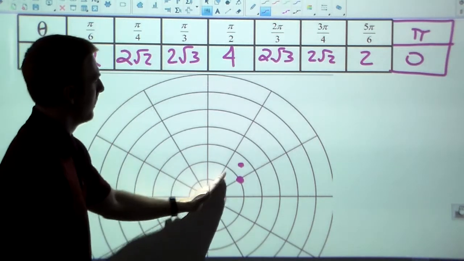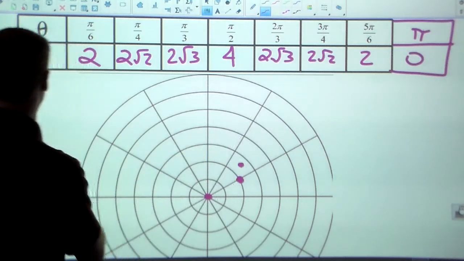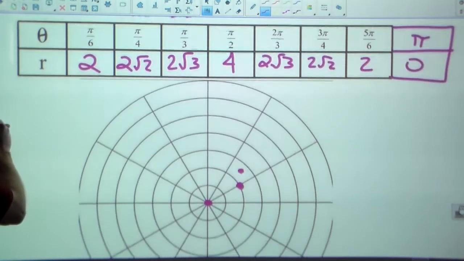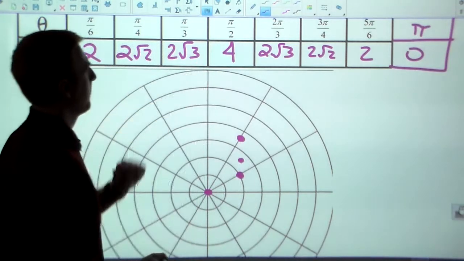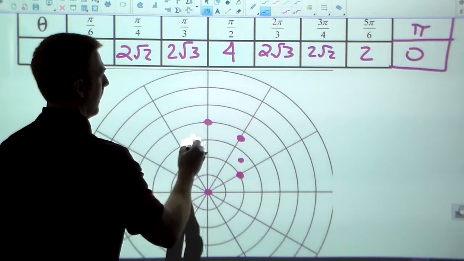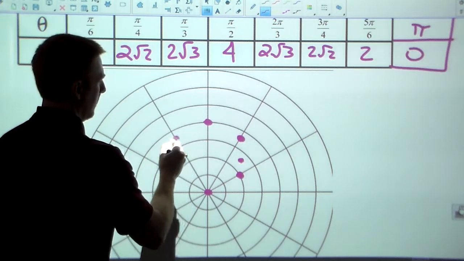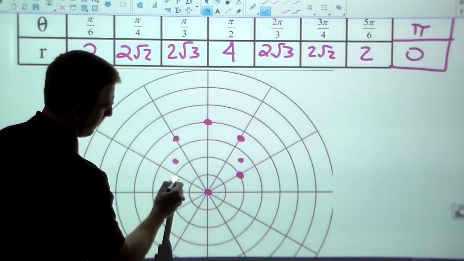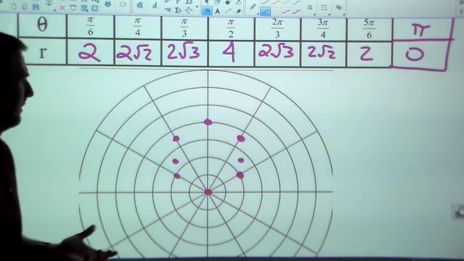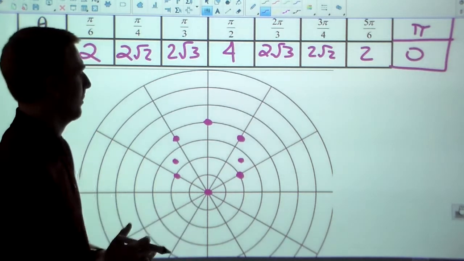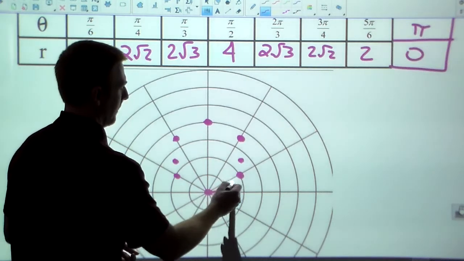We get to pi over 3. We are at about 3.5, so about right here. When we make it to pi over 2, we're at 4. And then we just repeat what we just had. That was about 2.8, about 2. It might be hard to see with just these values. You might need to add more to really see what's going on. But this is making a circle.